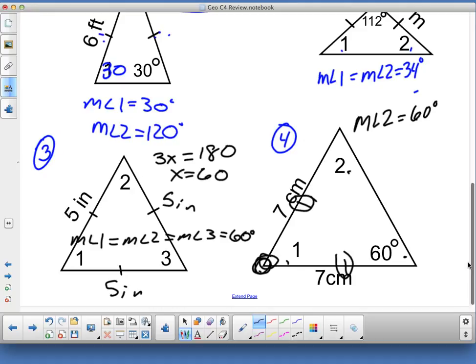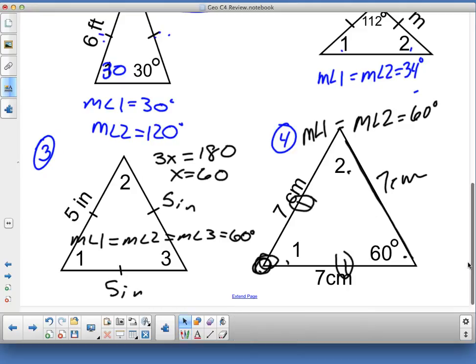Do you have an inkling of what measure of angle 1 might be? 60 degrees, because I already got two 60 degrees. The third one has to be 60 degrees. So the measure of angle 1 is also 60 degrees. So what type of triangle is this? Equilateral. And my missing base side is how long? 7 centimeters, because they're all the same.